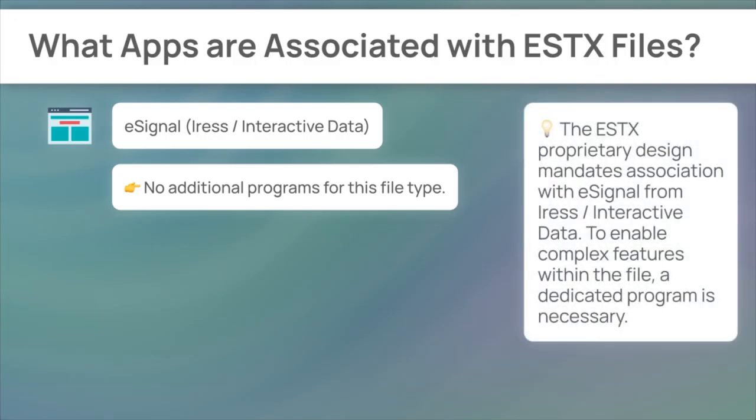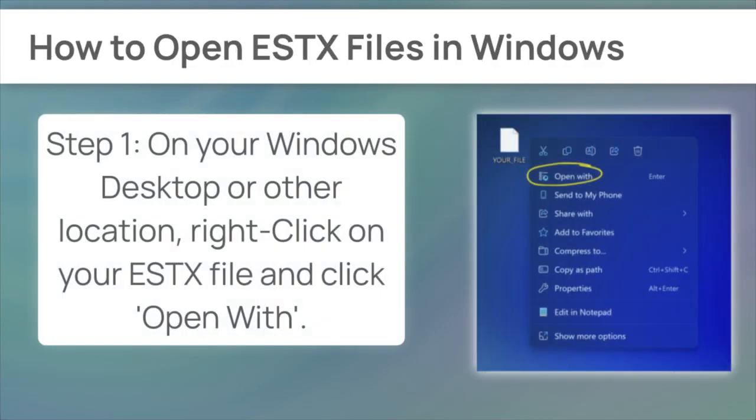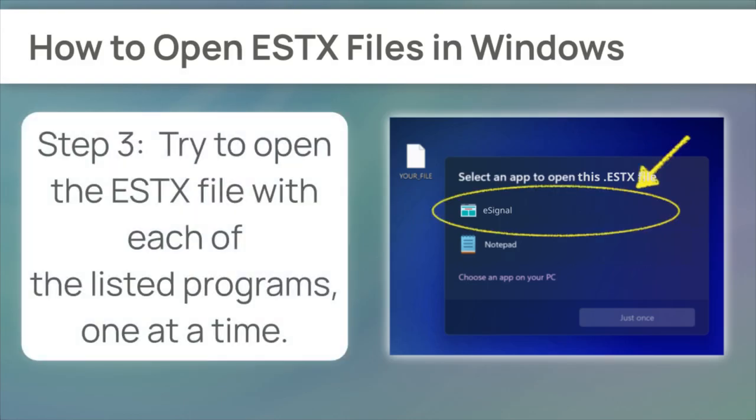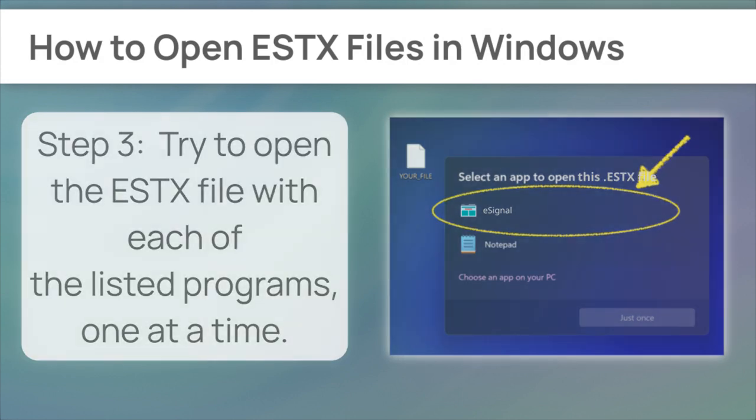To enable complex features within the file, a dedicated program is necessary. Windows may load the config file in a text editor, but only informed edits should be made. To resolve the application failure, right-click your ESTX file and choose Open With. Check for eSignal and test it first. If it's missing, select another program from the list. We need a successful file association.